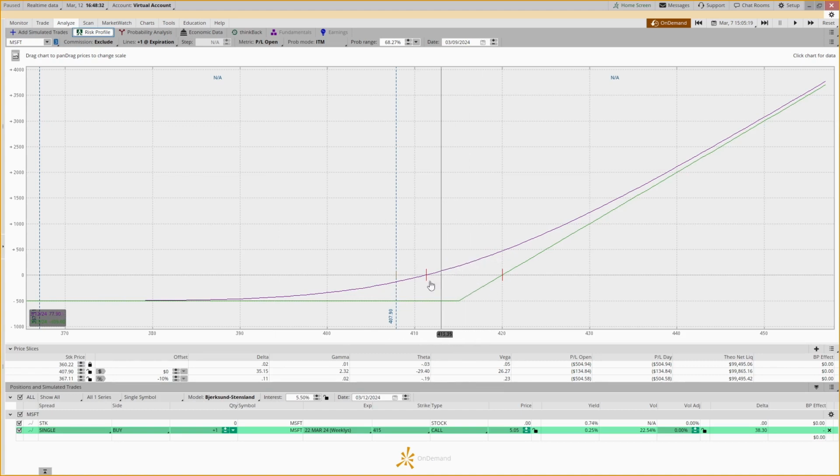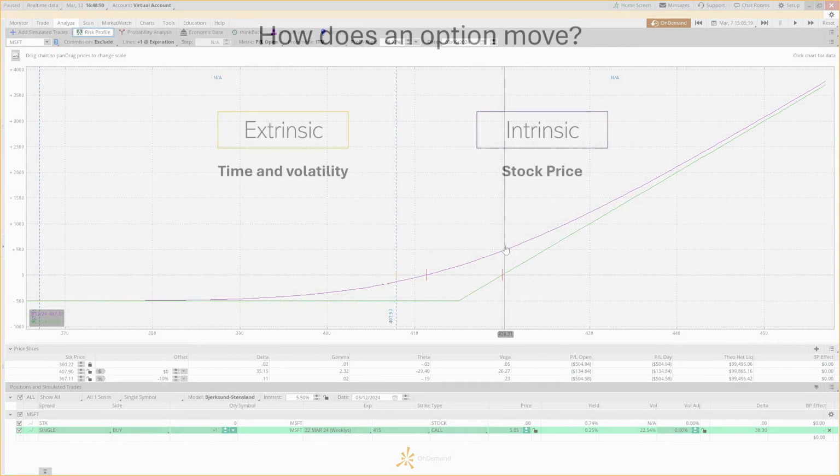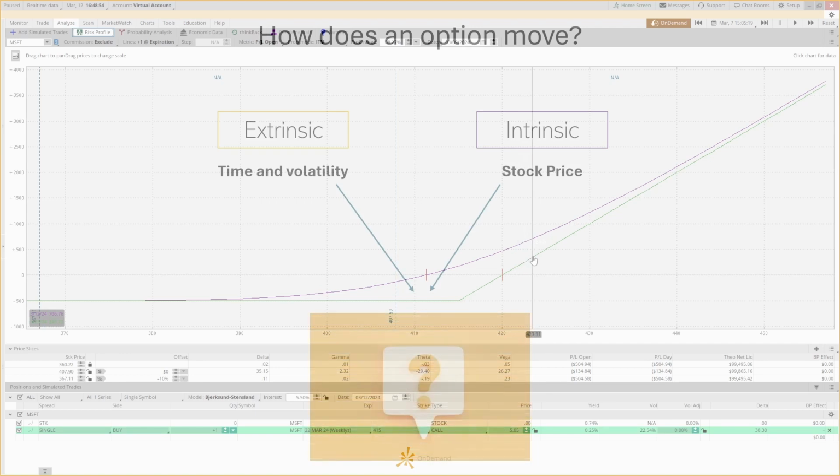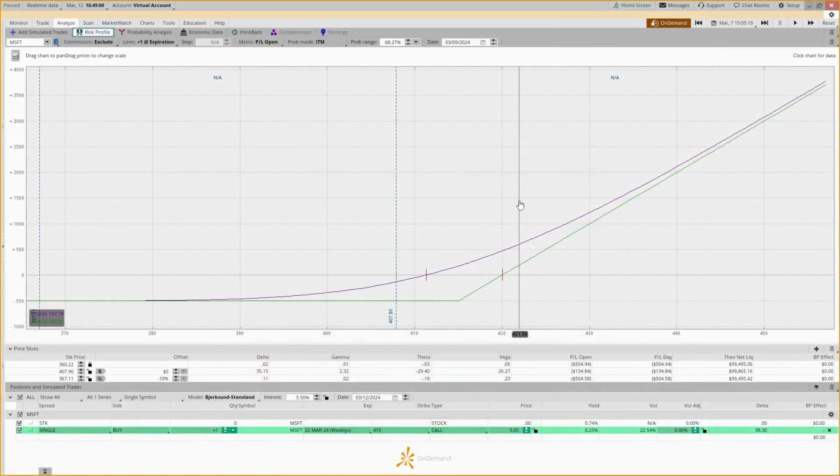Now, looking at the line right here, there's actually two lines that you should have. There should be a green line and there should be a purple line. If you remember in the beginner lesson, I explained that options have two inherent valuation points. You have extrinsic value and you have intrinsic value.